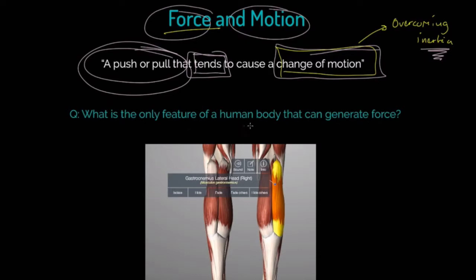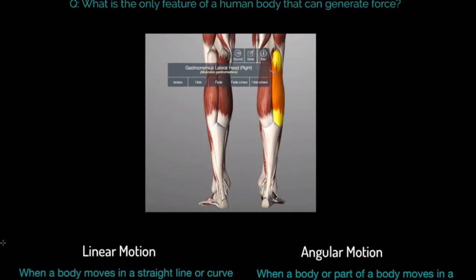I've asked the question here: what is the only feature of a human body that can generate force? There's only one, and obviously we kind of answered it. The only object in the human body which can generate a movement force is a muscle. Here I've got the lateral head of the gastrocnemius, just to emphasize that. This muscle can pull on the Achilles tendon and on its insertion, and that's going to cause plantar flexion, or toe pointing, for us to stand on our toes or to start a jump or to be in the running action. So that muscle is the only thing that can generate force from within the body.